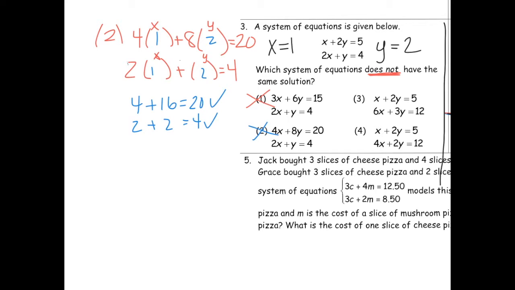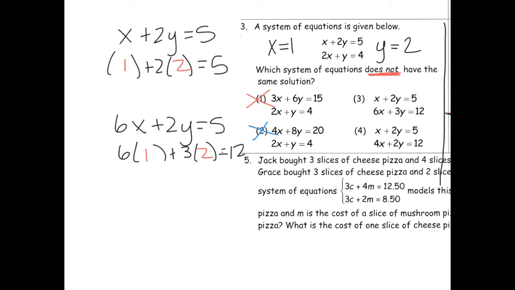On to choice 3. Okay, so I took choice 3. I plugged in 1 for x and 2 for y. And I get that 1 plus 2 times 2, that is 5. That equals 5. That works. And then this is 6 plus 6. That equals 12. That also works. So we're going to cross this one off the list too.